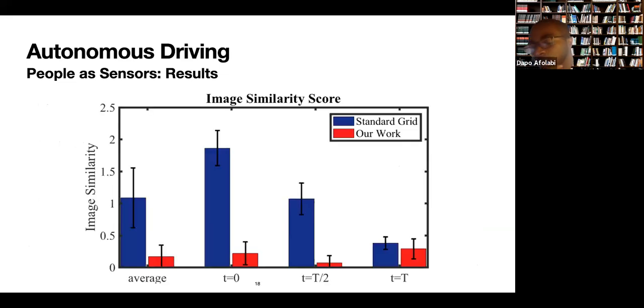Okay, and also for some quantitative results, we measured the similarity between the ground truth map that we collected and our predictions. And here we use an image similarity metric. And what you need to know is lower is better. So what you see is over time, the results we get. This on the left side is the average, T0 is the initial starting time, T equal big T is the end time. And we can see that we provide some significant improvement over saying, oh, my sensors are occluded, I don't know what's going on.